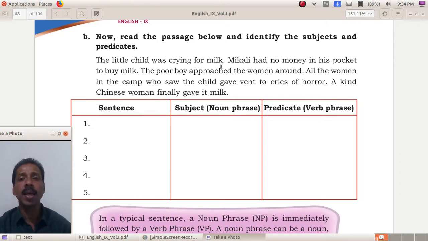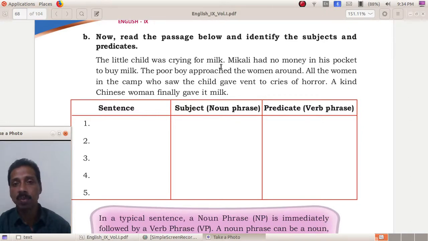Next sentence, Mikhali had no money in his pocket to buy milk. Who had no money? Mikhali. So Mikhali is the subject, rest of the sentence, predicate. The poor boy approached the women around. Who approached the women? The poor boy. So that's the subject. All the women in the camp who saw the child go into cries of horror. Who? All the women in the camp who saw the child. Up to that is the subject.